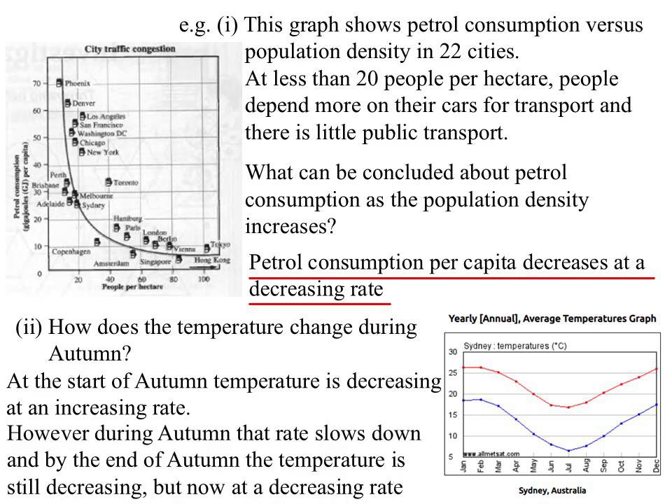But then during autumn, it slows down. So if we look around May, we can see concavity has changed. It's still decreasing, but the concavity's changed, so now it's decreasing, but at a decreasing rate. It is still getting colder, but the rate of change is slowing down.